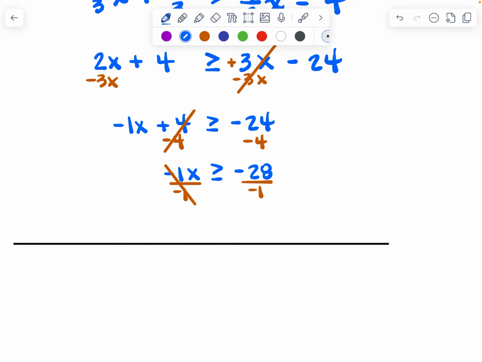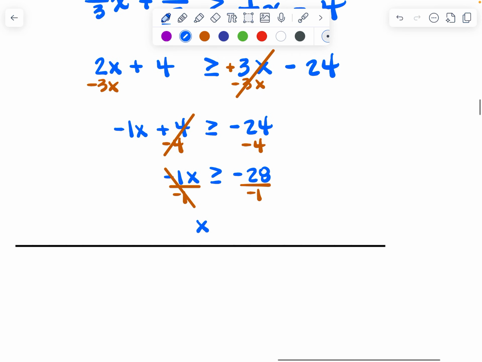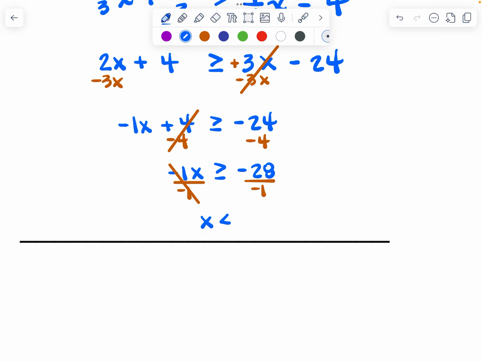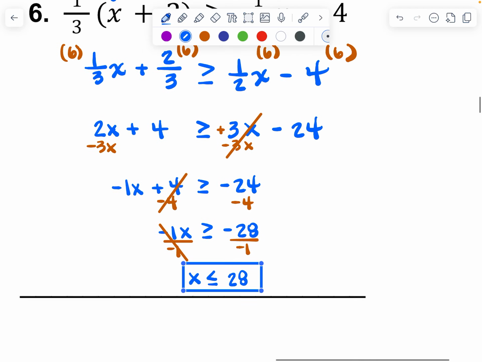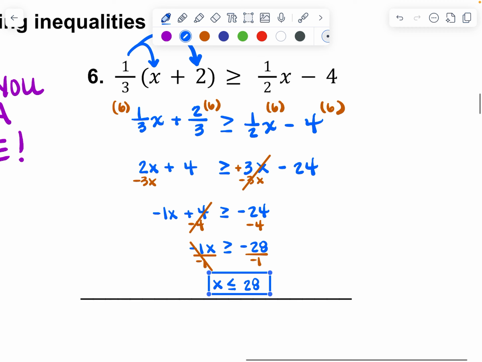And then little bells should be going off, right? Because we just divided by a negative. So we literally just switched the truth value of this entire inequality. So we have to make sure that we flip the inequality symbol to keep the truth value the same. And our answer is x is less than or equal to positive 28.